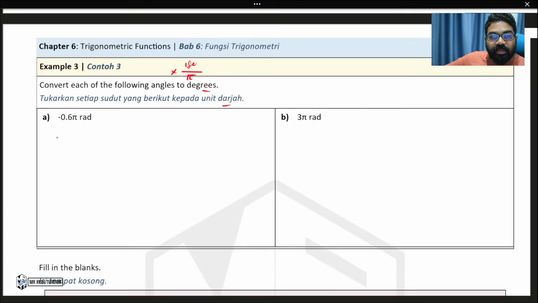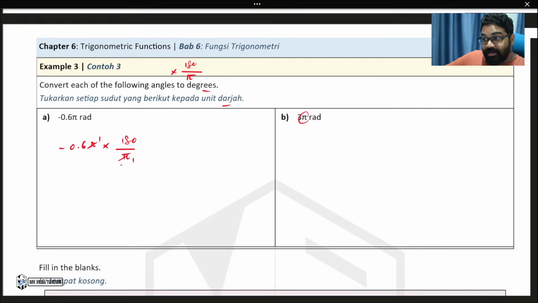Right? So since ini semua diberi dalam sebutan pi, everything is given in terms of pi, you don't need to substitute 3.142. Tak payah ganti 3.142. Betul tak? Here you just have to do, so ini ialah negative 0.6 pi times 180 per pi. That's all. Pi bahagi pi, hapus. Isn't it?